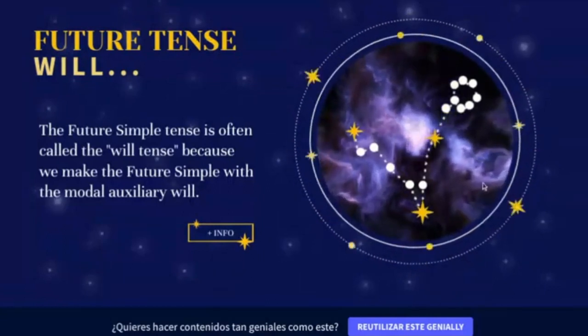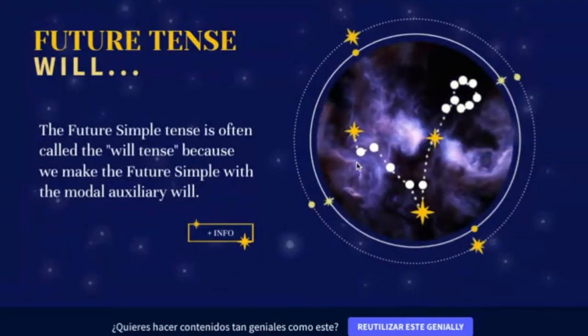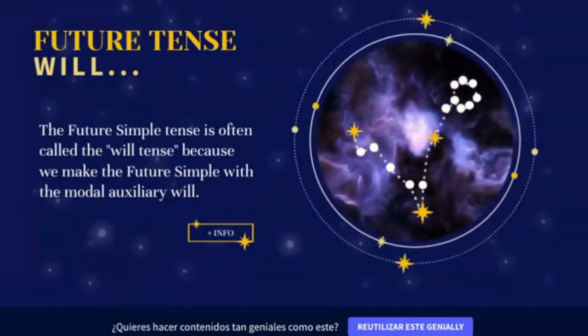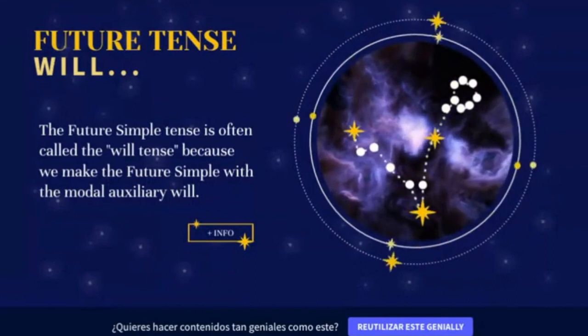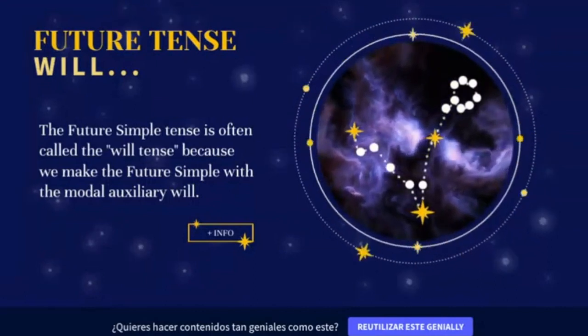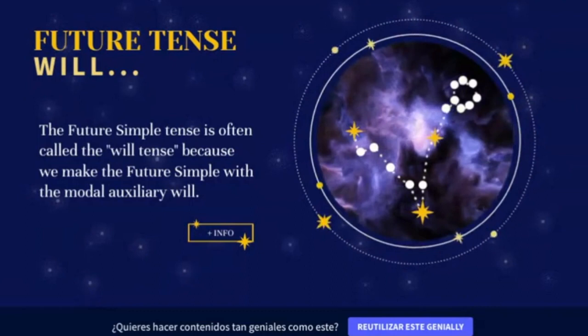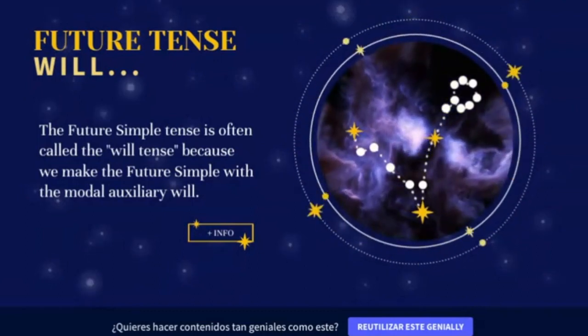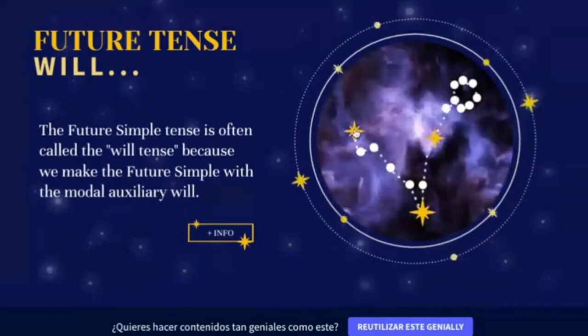Okay, so el futuro simple, o también llamado tiempo con will. El futuro simple con will es algo muy sencillo y se forma con el verbo modal will. ¿Cómo se forma? Pues bueno, es lo que vamos a ver a continuación.